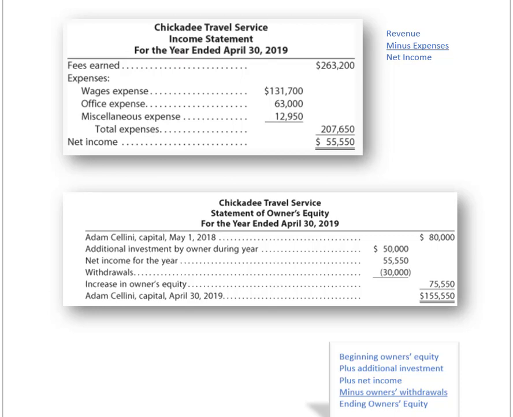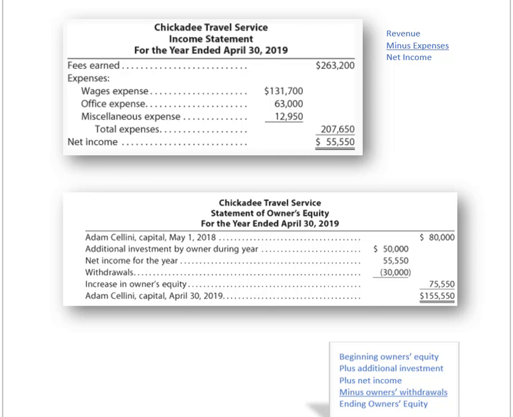Let's look at the income statement first. What kinds of accounts are on there? There's revenue, fees earned, and expenses. That's it. Revenue minus expenses is net income. Are revenues and expenses on the balance sheet? No. Just net income flows down to the statement of owner's equity right here. Right now, you are still just learning account names, so it seems more complicated than it is.